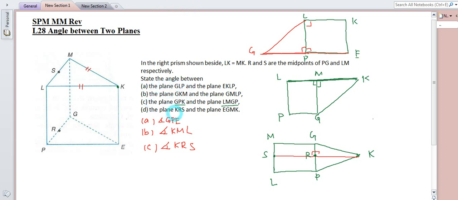Okay, let's go to the last part. State the angle between the plane KRS and EGMK. KRS first. K is here. So let me draw it first.